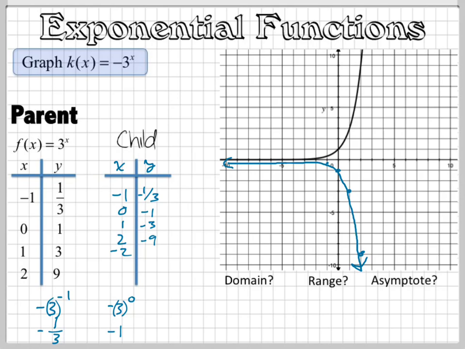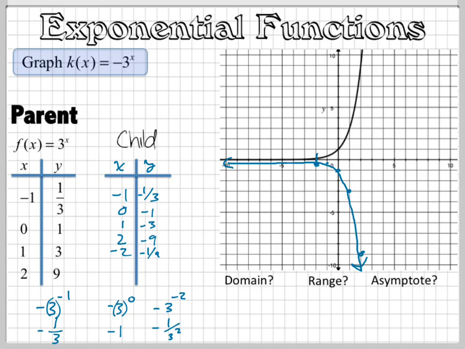If I plug in -2, it would be -3 to the -2. That would be -1 over 3 squared, which would be -1/9. So at -2, we go, boom. It's still on the line. Sweet. So what does a negative do when it's in front of it like that? It flips it according to the x-axis. Right? It went from top to bottom. Okay? It flips it according to the x-axis.